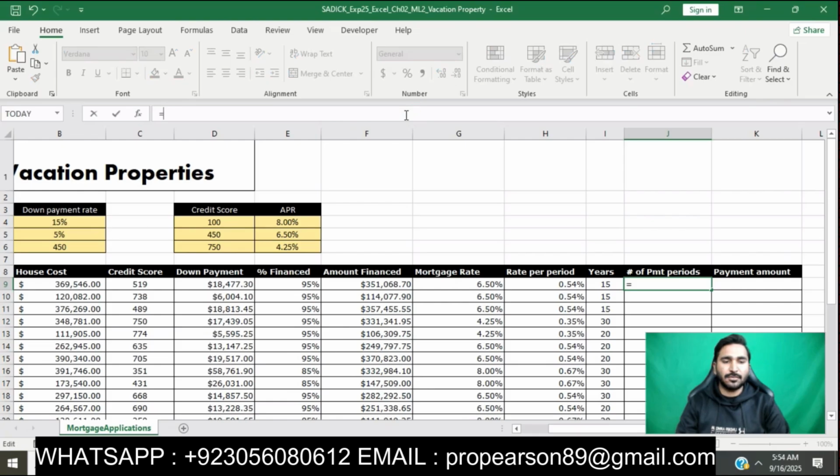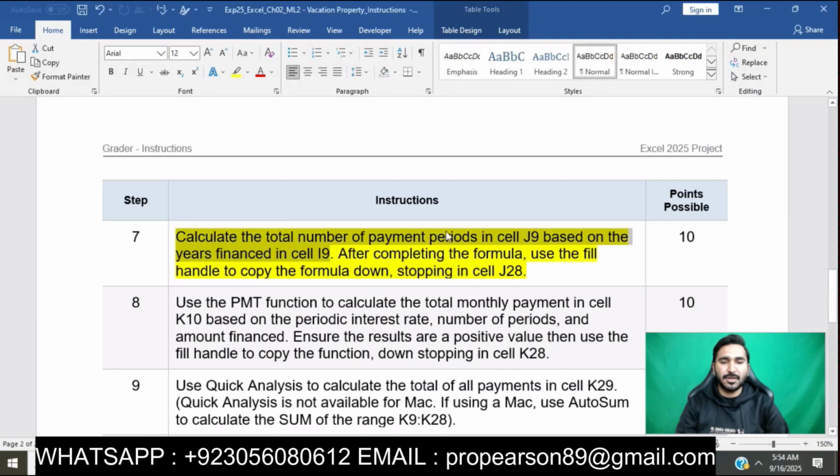Press equal to I9 multiplying by 12, and then we will press enter. It will find the number of PMT periods in cell J9. You can see I have found 180 PMT periods.